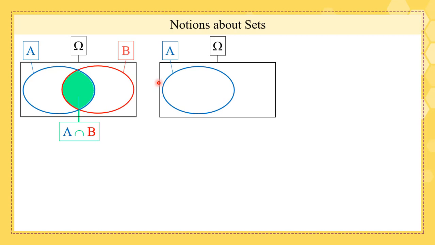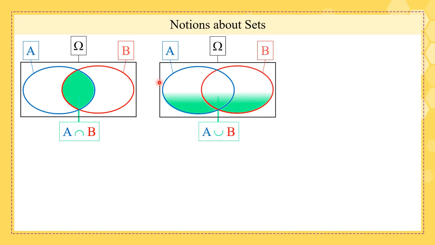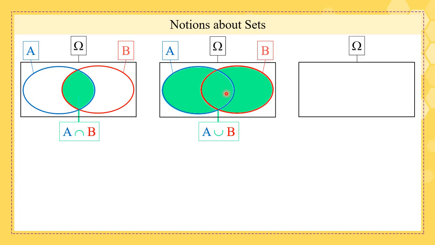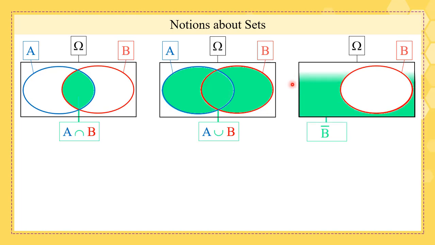This is omega, this is A, this is B. And now the green area is the union between A and B, means that elements that are in A or in B in addition to the common elements. And this is omega, this is B, this is the complement of B, means that all elements that are in omega but not in B.